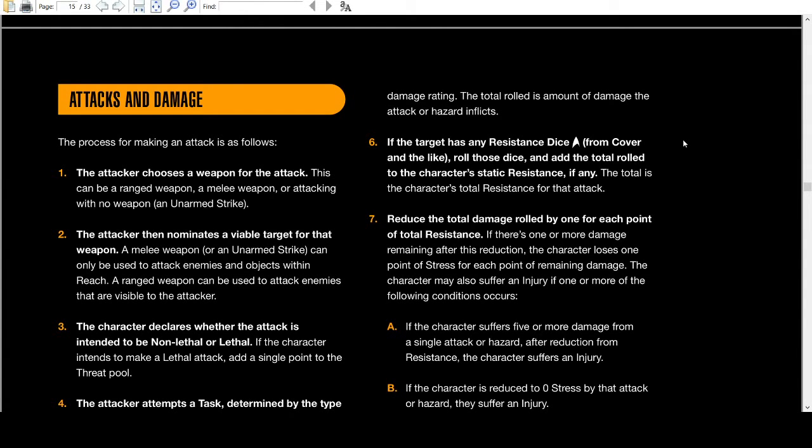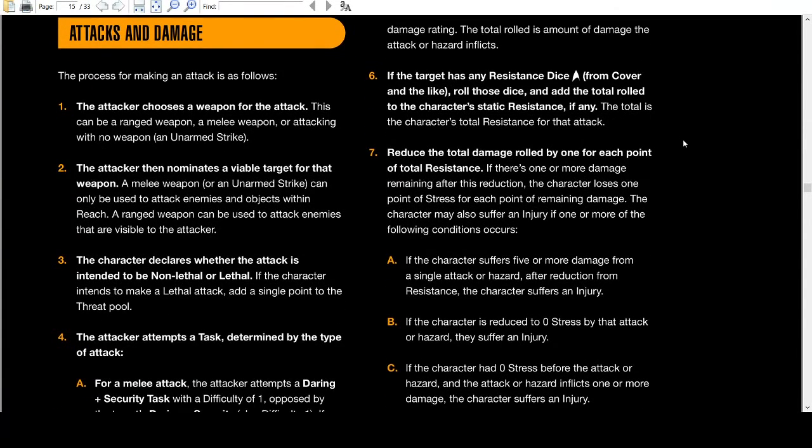Okay, step 6. If the target has any resistance dice from cover and the like, roll those dice and add the total roll to the character's static resistance, if any. The total is the character's total resistance for that attack. Again, we are introduced to another new concept of resistance dice, which, as I mentioned before, seems to be rules implying cover, but as I said, we've never encountered any of these rules yet.